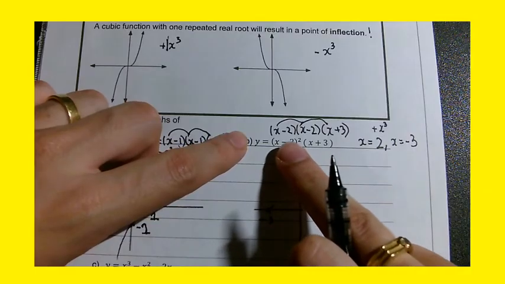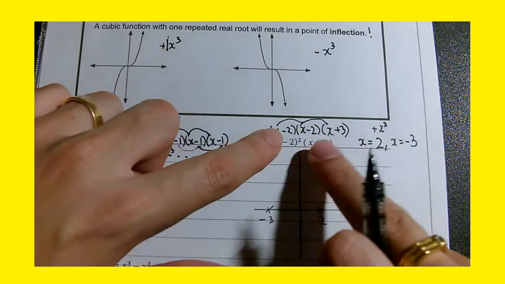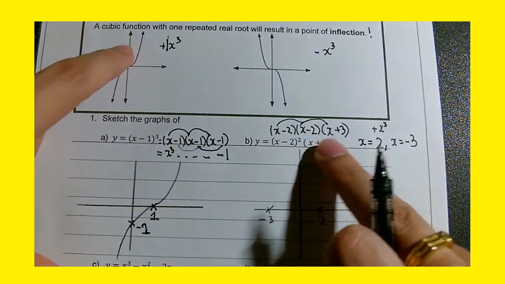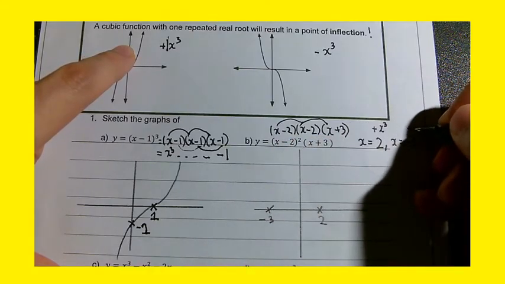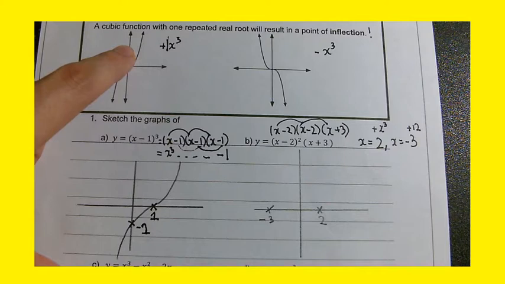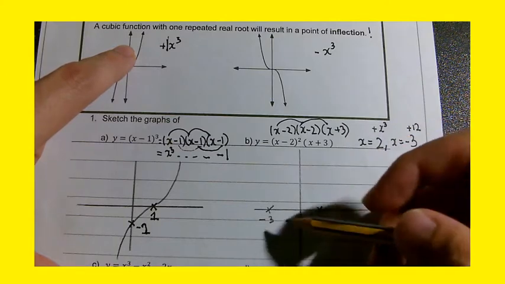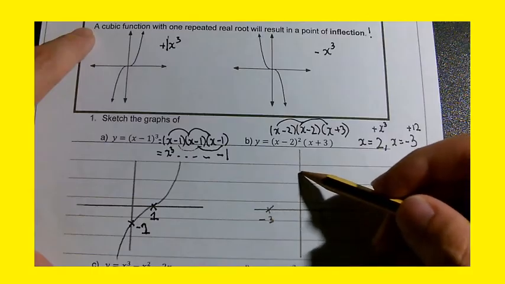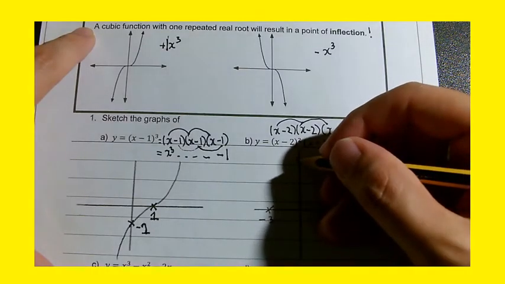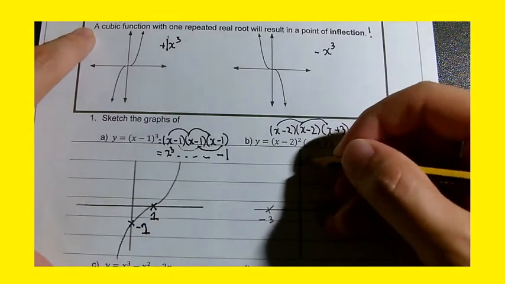And now we have to decide the y-intercept. So we've got minus 2 times minus 2 times plus 3, which will be 12. That will be the y-intercept. Okay, so I'm going to have something which will look like this. It's going to cut at 12.